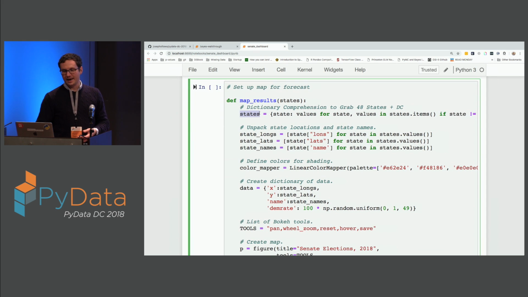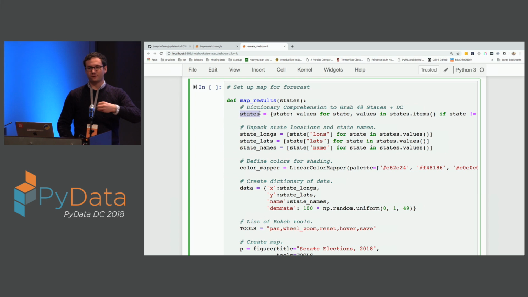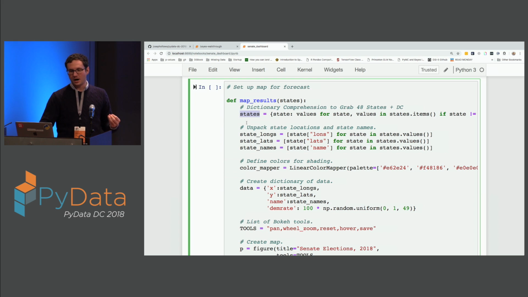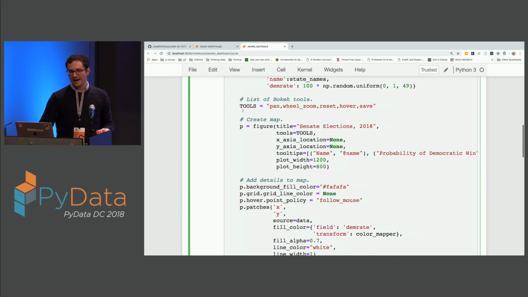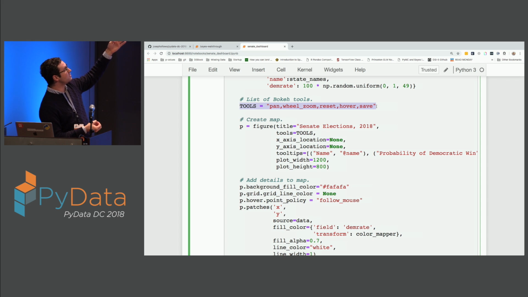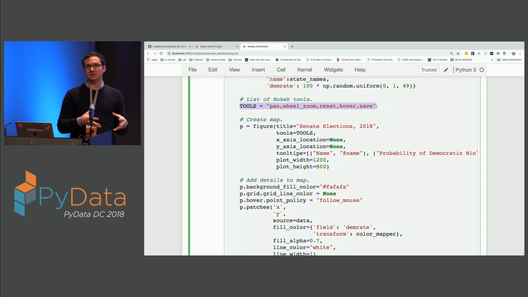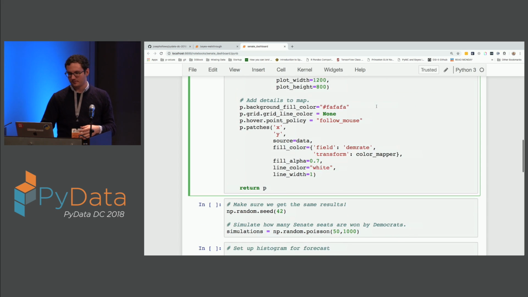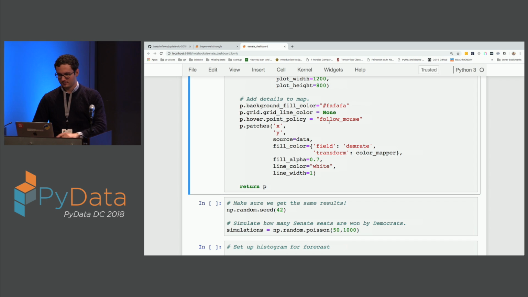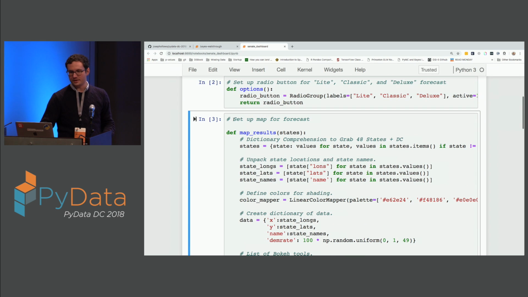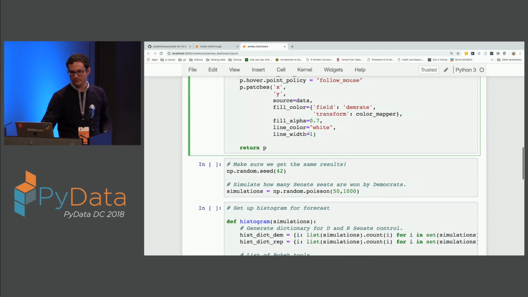So Bokeh has a built-in set of values for all of the states. We can unpack all of the states, and one of the nice features of Bokeh as a package is it will generate interactive visualizations, so we can determine certain tools that we want to exist here, and we're going to see these in a moment. So I'll run this cell to create map results.